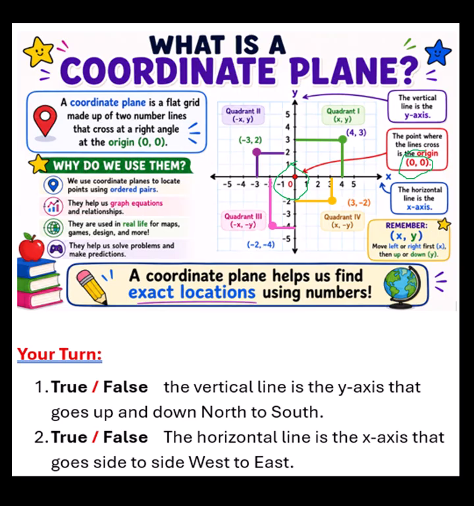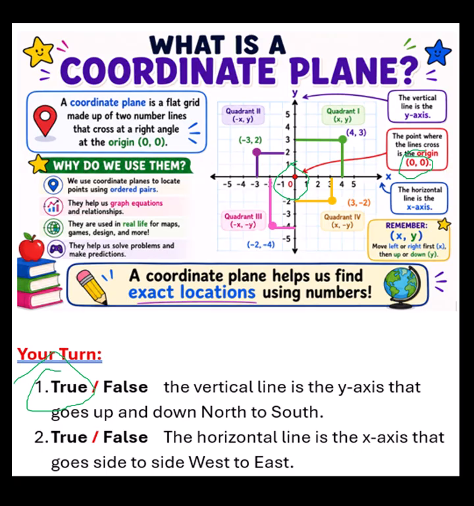This is your turn. Let's go. True or false? Number 1, the vertical line is the y-axis that goes up and down, north to south. Is the vertical line that goes up and down the y-axis? True. Yes. Excellent job. That is true. Circle true in your student workbook.